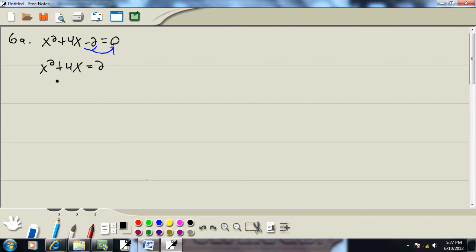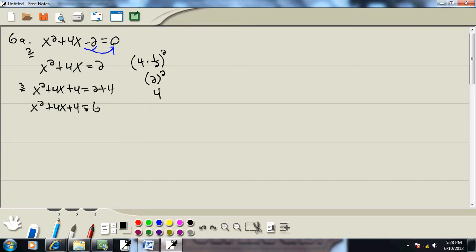Step 3, take the number before the x, which is 4. You'd kind of do this over on the side. You multiply it times 1/2 and you square it. Well, 4 times 1/2 is 2, and 2 squared gives us 4. And then we add that to both sides. So we got x squared plus 4x plus 4 equals 2 plus 4, which gives us x squared plus 4x plus 4 equals 6.